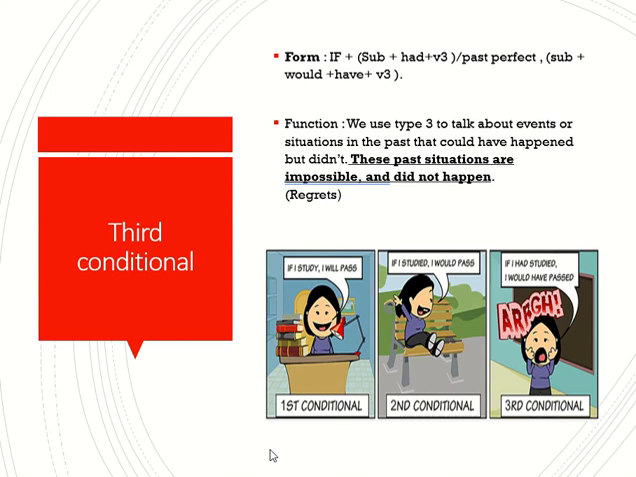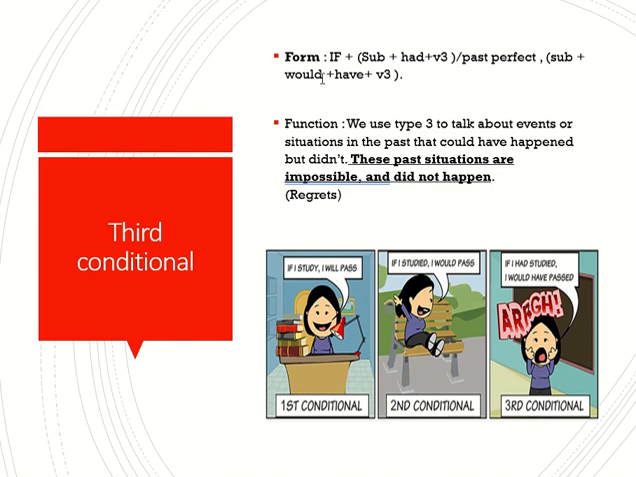Now let's go to the next part, which is about the third conditional. Look at the form. If we want to form a third conditional sentence, we have to put if plus subject plus had plus verb 3, which is past perfect. Then a comma. The comma is so important here in the middle, and then we put the subject plus would plus have plus verb 3. Very important: would have.